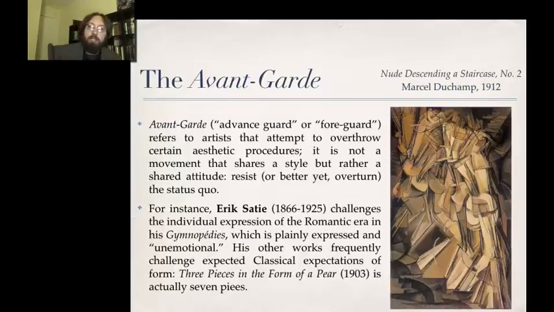In music, Erik Satie was one such member of the avant-garde. Erik Satie challenged the individual expression of the Romantic era in his Gymnopédies, which is plainly expressed and unemotional. His other works frequently challenge expected classical expectations of form. For instance, Three Pieces in the Form of a Pear is actually seven pieces. This challenging of expectations and expression continues in pieces like Vexations, which is a brief piece which is supposed to be performed over and over again, making music less enjoyable.